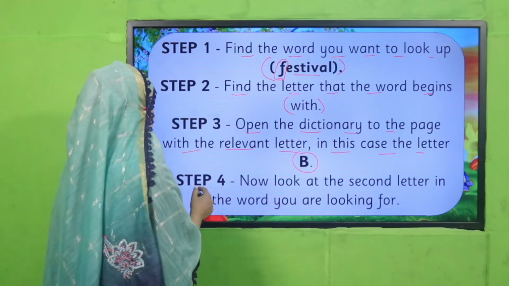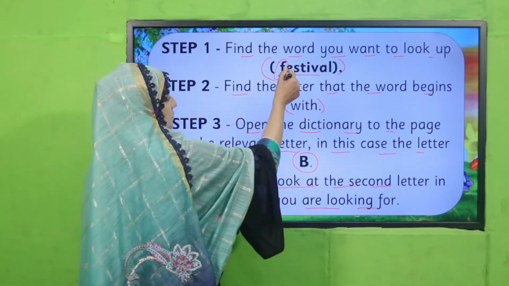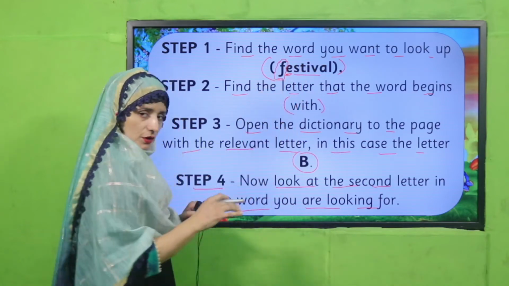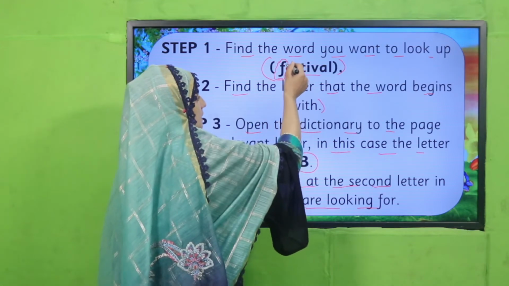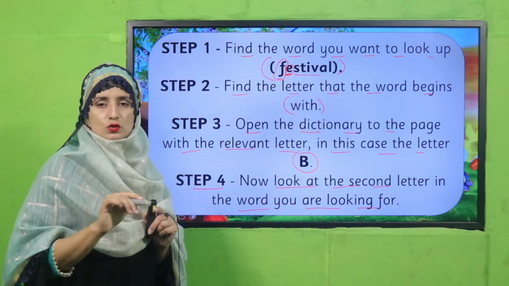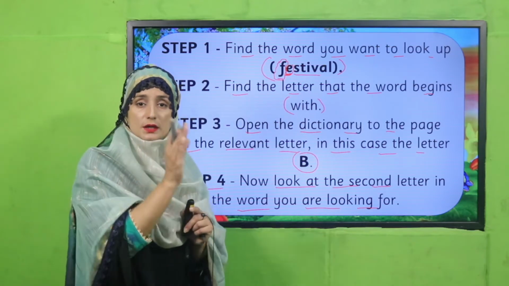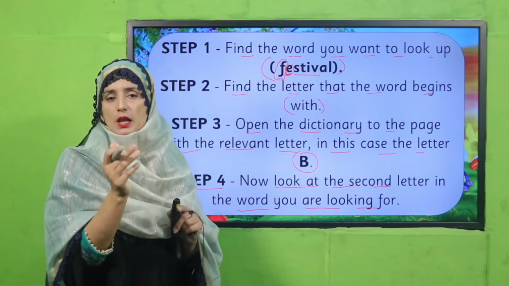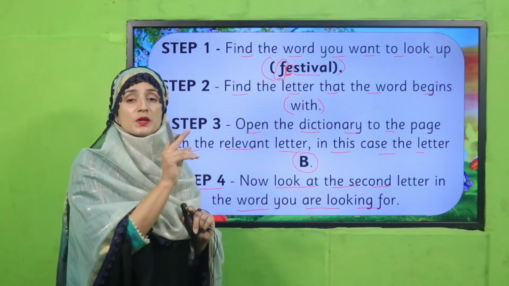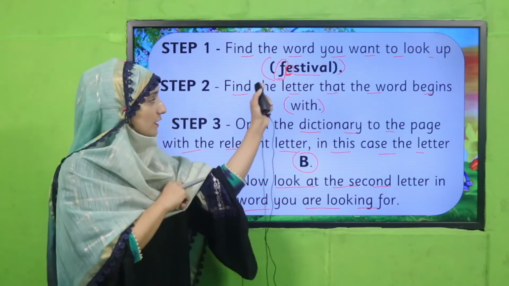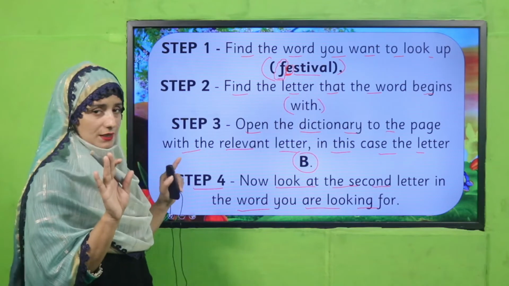Next, what will we do? Step 4, now look at the second letter in the word you are looking for. What is our second letter? First is F, so we have opened our F series. Next is E, so we will get F-E. We will search for our word in the series of F-E. We will not find it like F-A, fall, F-A-double-L, fall. So what is the second letter? F-A. Definitely we would find a word in the series of F-A, but here we will find F-E, because the second letter is E. Is it clear? See there.